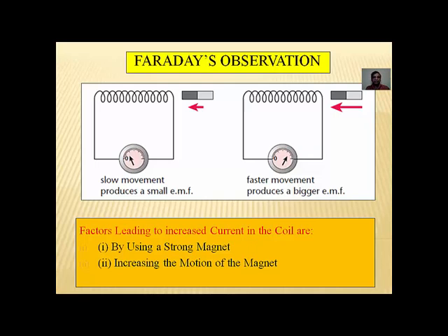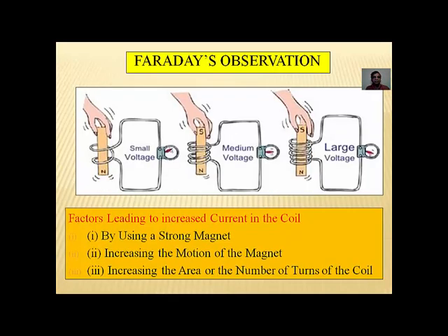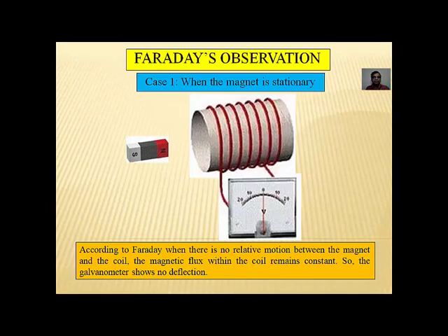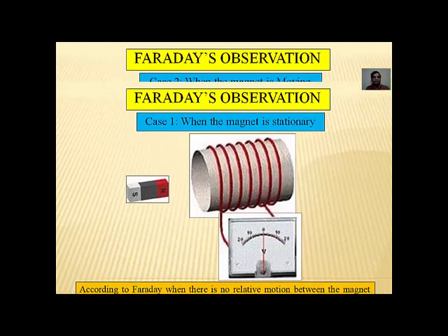Second, increasing the motion of the magnet. Third, increasing the area or the number of turns of the coil. According to Faraday, when there is no relative motion between the magnet and the coil, the magnetic flux within the coil remains constant, so the galvanometer shows no deflection.